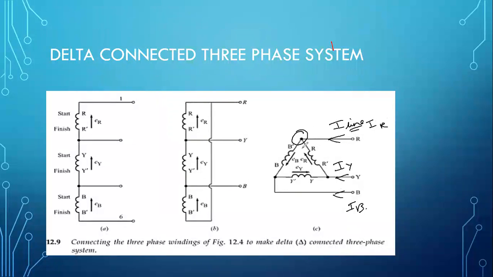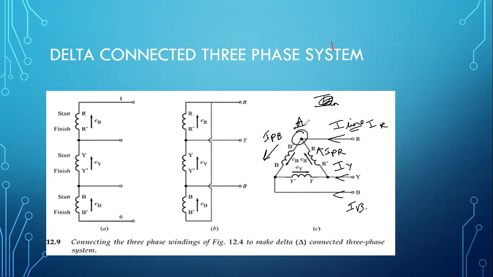If this arrow corresponds to the phase current, let's say this is I phase R, IPR, the phase current for this R winding. This one is going like this, and this is coming, so this is also a phase current, for this B phase. So my line current is equal to, suppose this is node A.